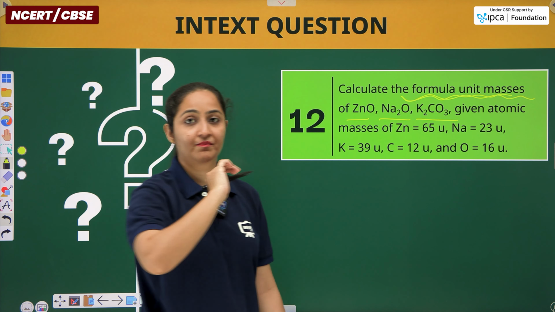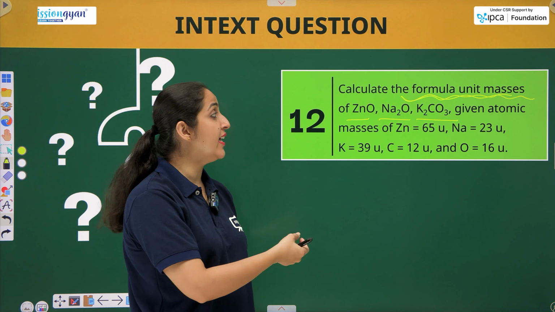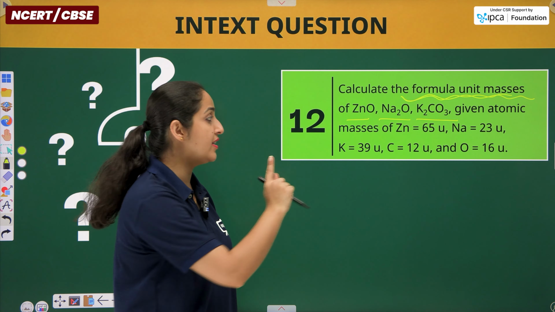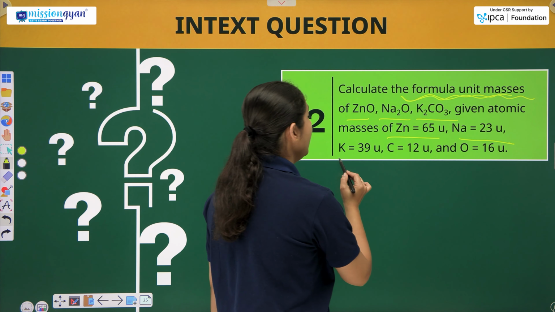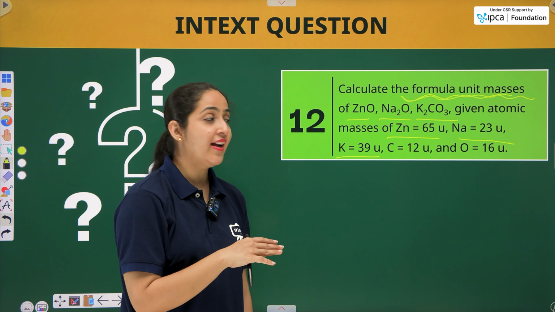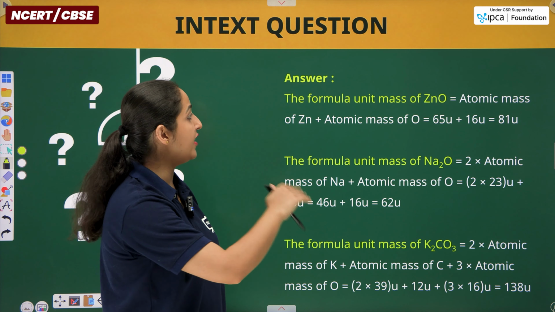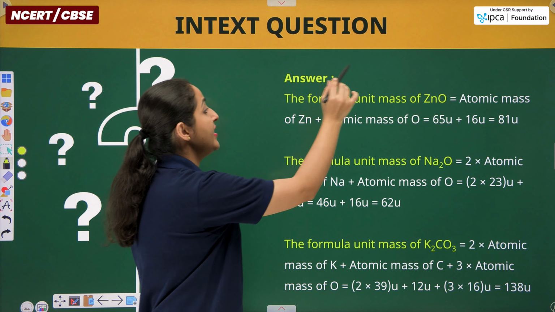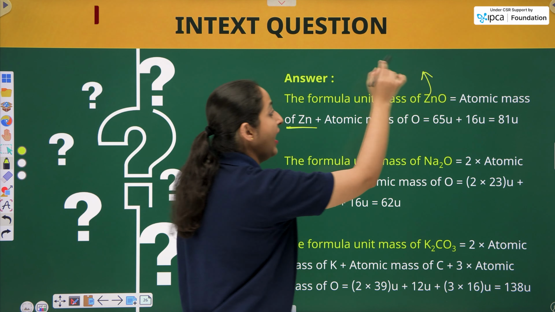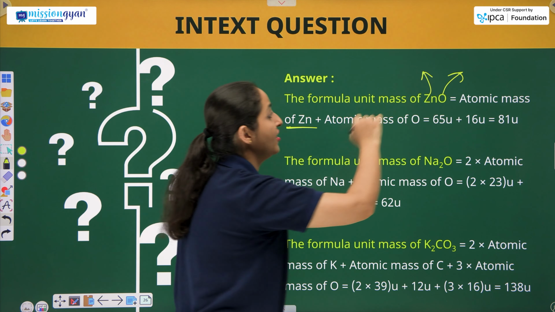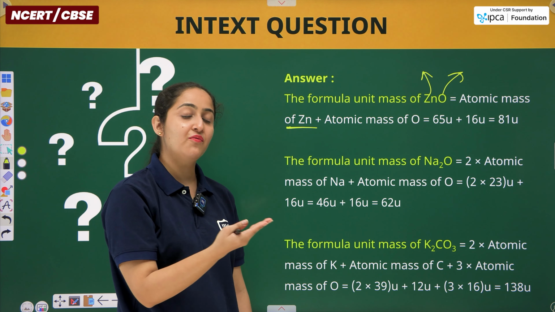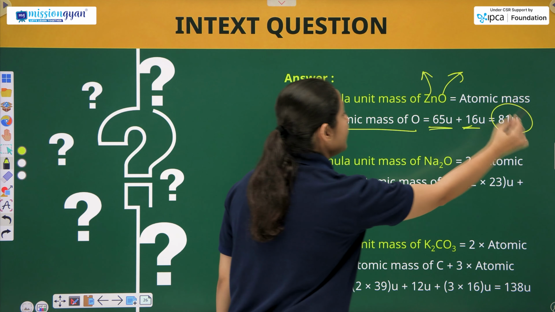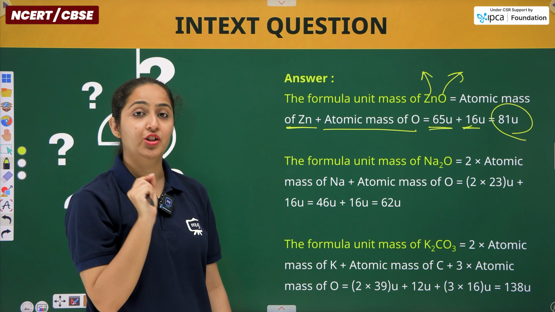Formula unit mass. Okay. So here, students, zinc, sodium, potassium, these are the elements जिसका आपको atomic mass नहीं पता है. So these are given to you, zinc, sodium and potassium. So let's find out, the same thing, students. How to write it? The formula unit mass for ZnO, zinc oxide. What is it? There is 1 atom of zinc and 1 atom of oxygen. So just add the atomic mass of zinc with the atomic mass of oxygen. 65 plus 16, which gives you the answer as 81U.